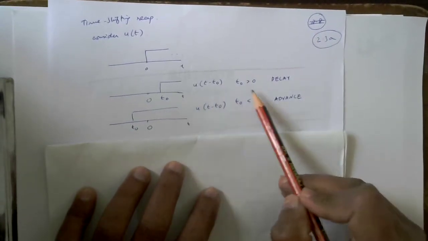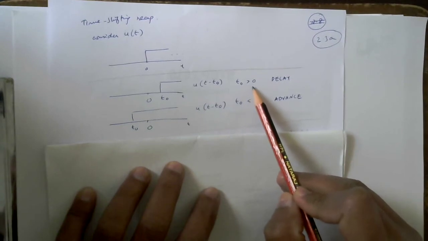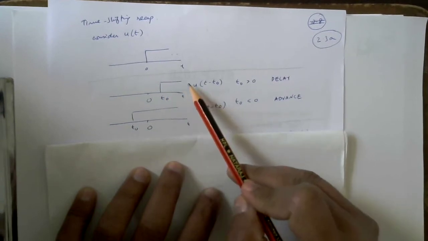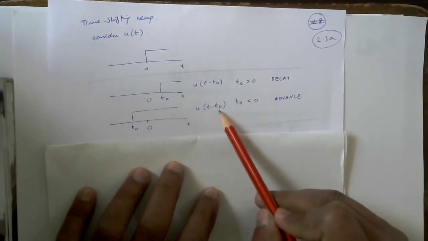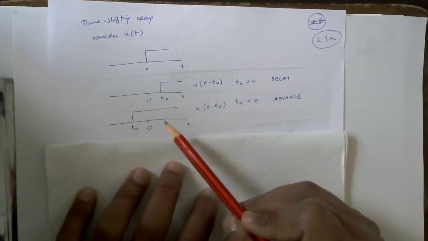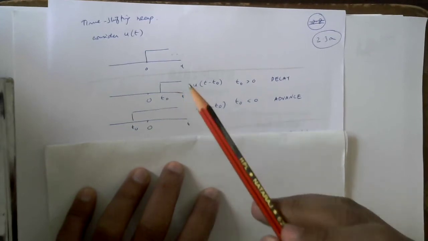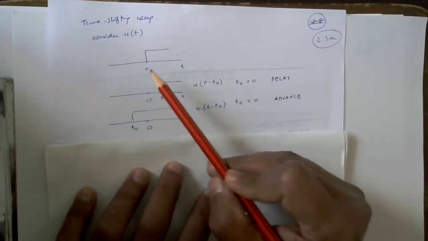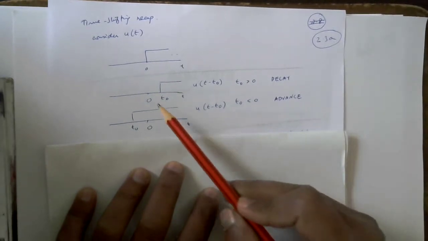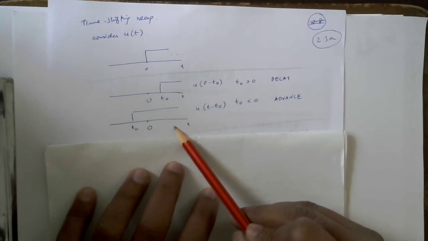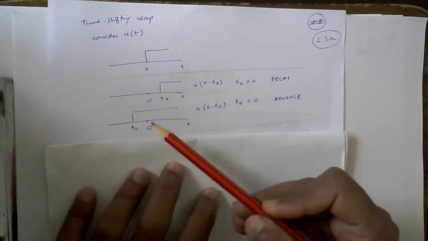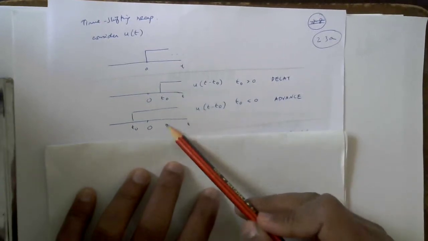When this t naught is greater than 0, it's a positive number, then your time shift gets delayed, right? And u of t minus t naught is a delay, and when t naught is less than 0, your unit step gets advanced. We are calling this a delay because whatever is happening at 0 is now happening at t naught seconds after 0. And similarly, we are calling this an advance because whatever is happening at 0 is now happening t naught seconds before 0. Okay, so this is an advance and this is a delay.